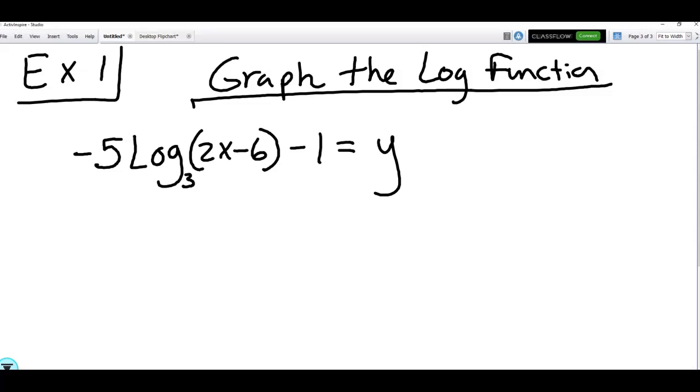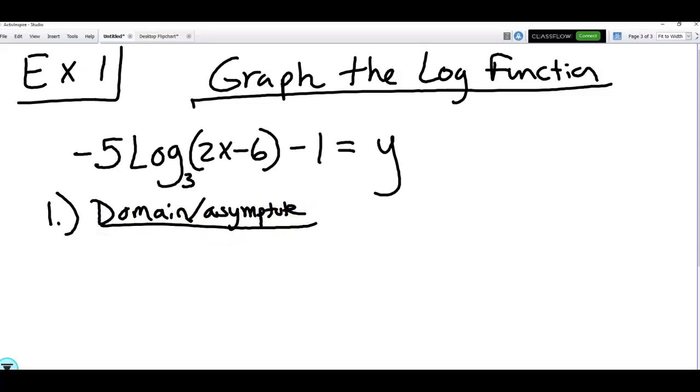Okay, so let's go ahead and do the first thing. The first step that I gave you guys was to find the domain. Okay, so let's do that first. The domain also tells you the asymptote, so I'll label this step in 2 ways.